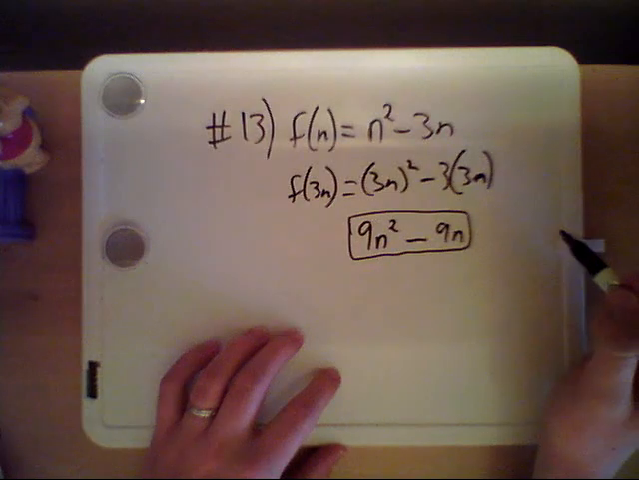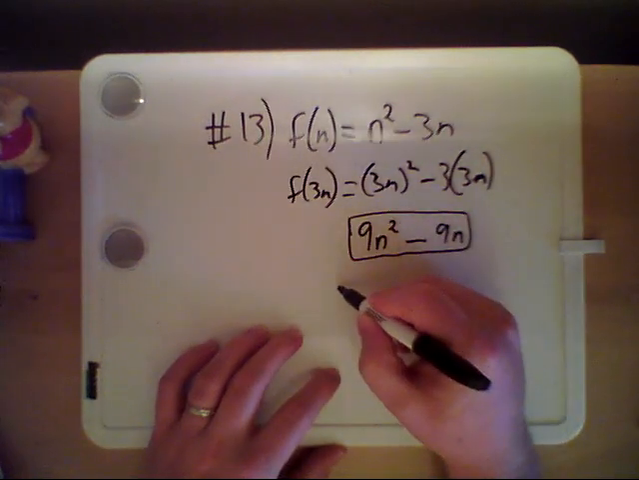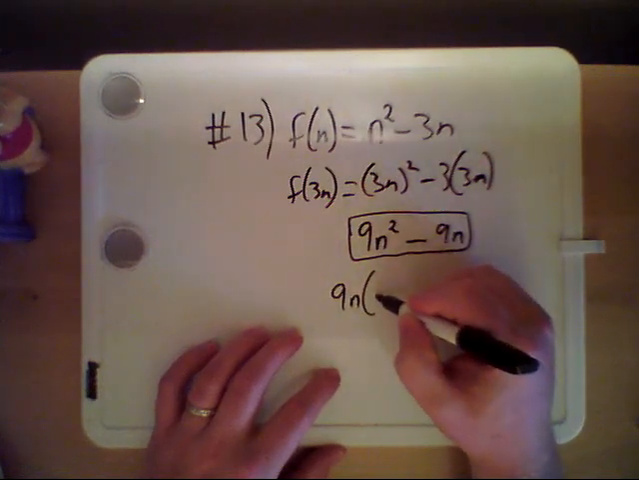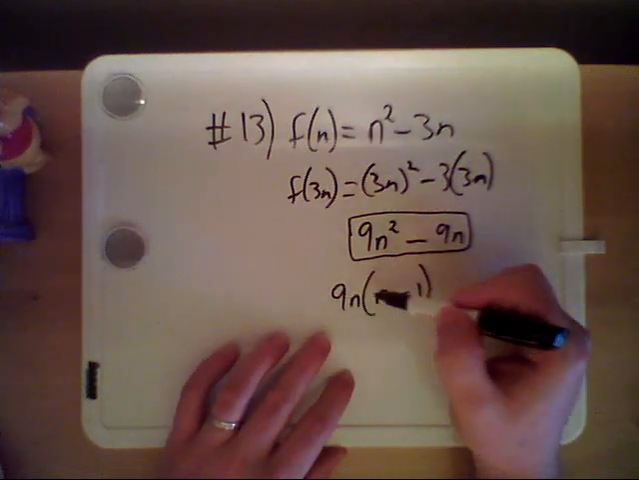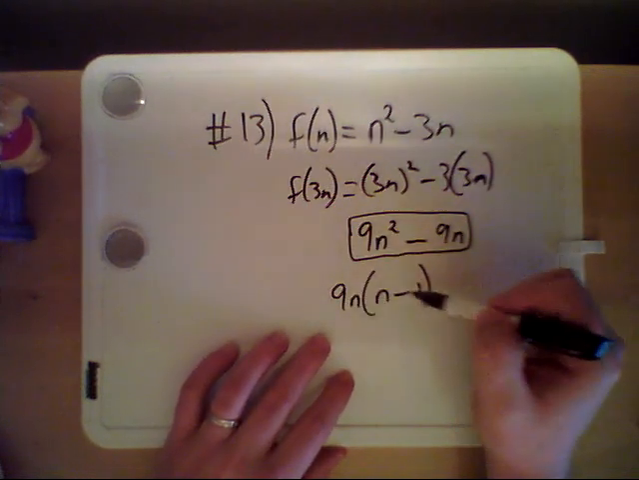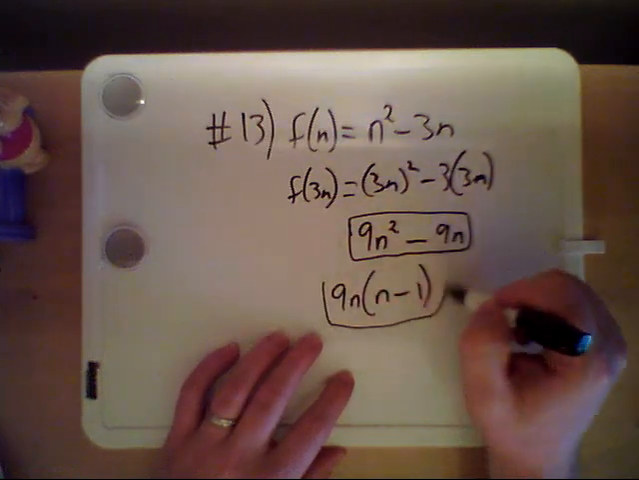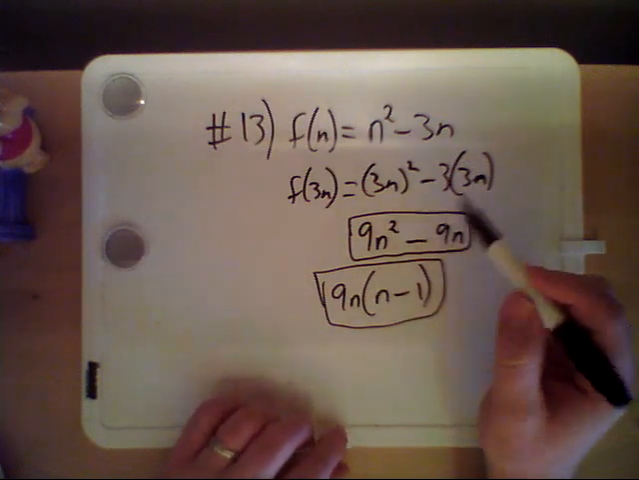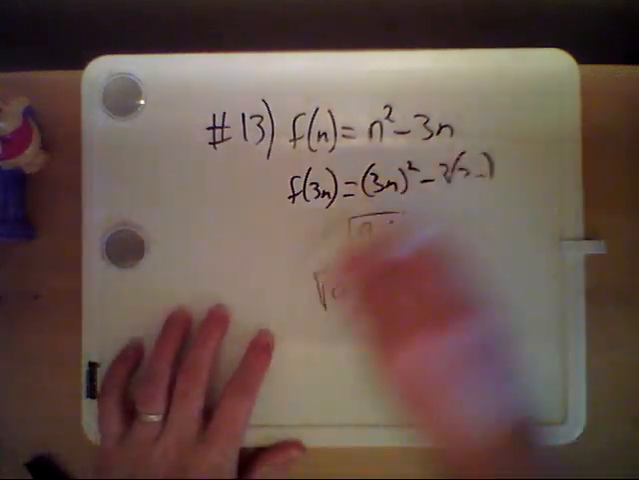If you look ahead to factoring, we can actually pull out a 9n from this. So another answer would be 9n times n minus 1. You notice if you distribute this out, 9n times n is going to be 9n squared, and 9n times negative 1 is going to be negative 9n. So we'll get to factoring, but if you want to get fancy, you can actually factor out a 9n. Either one of these answers is going to be acceptable. All right, number 14.